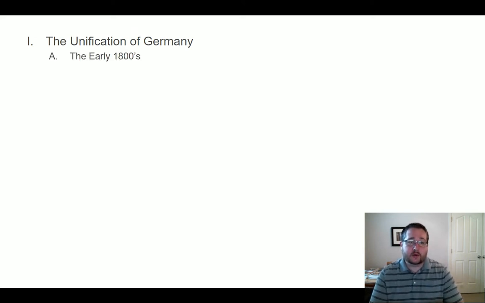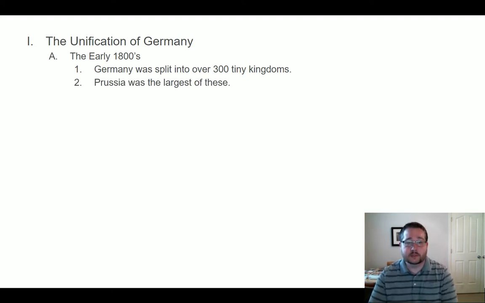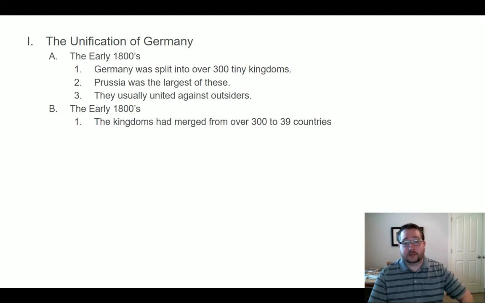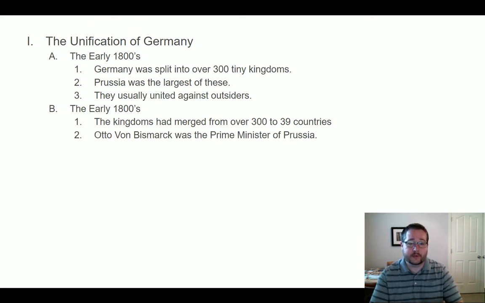See, Germany in the early 1800s was split into over 300 tiny little kingdoms, Prussia being the largest of these. And Prussia, widely known for their military strength and prowess, kind of led the fight in unifying the German states together to fight against outside threats. In the early 1800s, they merged from over 300 to 39 countries, Prussia kind of taking the lead in this.